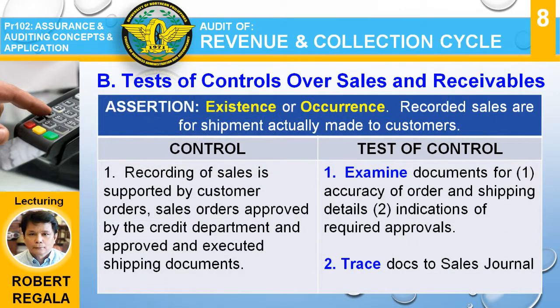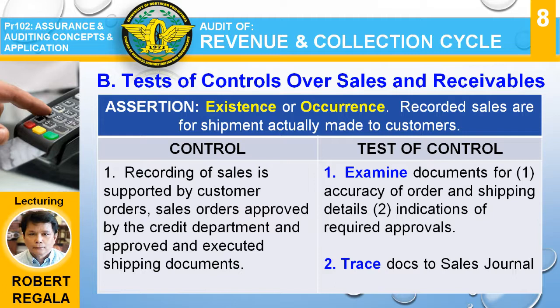Slide 8. General assertion, existence or occurrence. Specific assertion, recorded sales are for shipment actually made to customers. The controls on this and the next slide will cover for the assertions mentioned. The first control is described as recording of sales is supported by customer orders, sales orders approved by the credit department and approved and executed shipping documents.